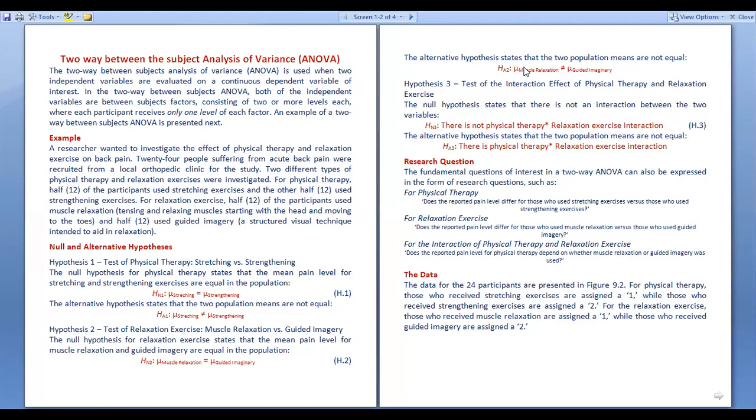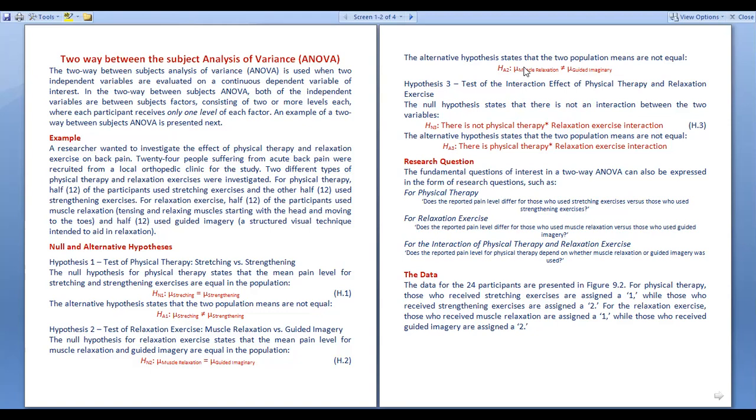Today, talking about two-way between the subject analysis of variance, or commonly we'll be calling it two-way ANOVA, we'll be having two independent variables and one dependent variable. The independent variables will be in categorical form, having two or more than two categories each, and we'll have the dependent variable in scale form. So let's look at the example for two-way ANOVA and see how we are conducting it.